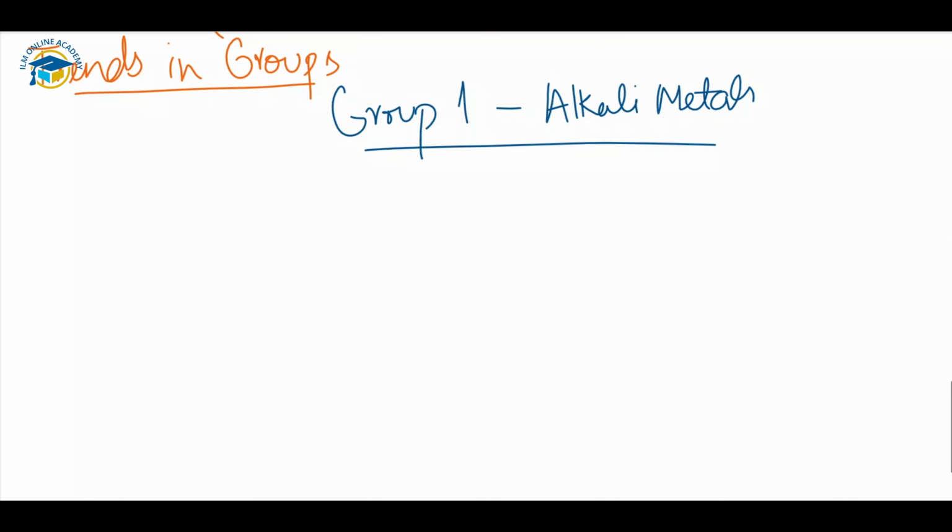First of all, I will tell you the elements that are present in group 1. We have lithium, sodium, potassium, rubidium, cesium and francium. These are known as the alkali metals. Now we'll talk about the properties of these metals.